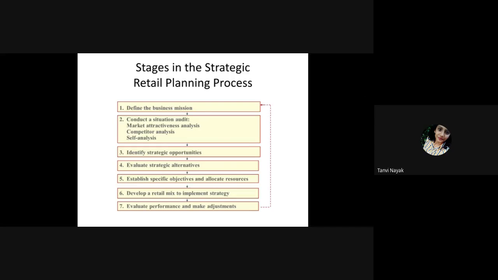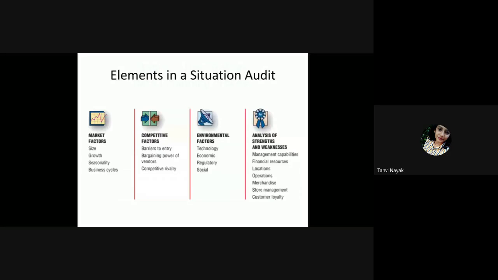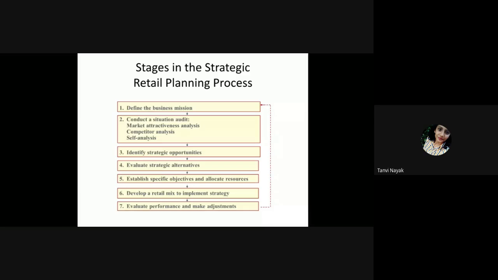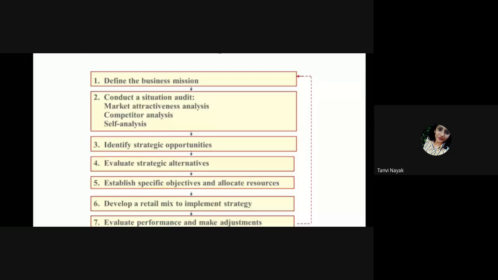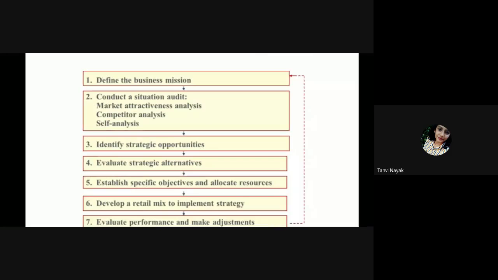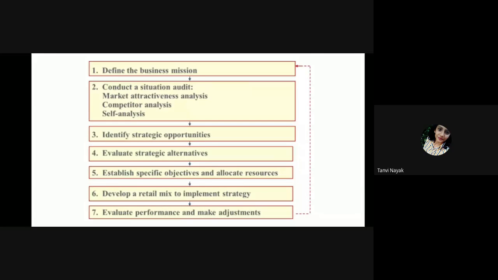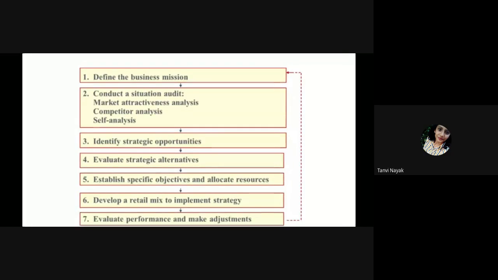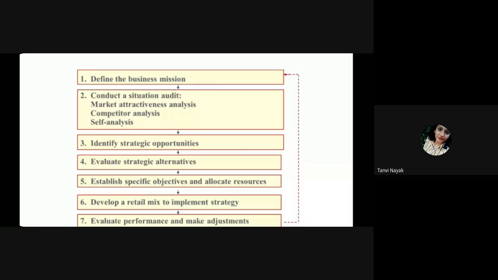Okay, and this we have as the strategic retail planning process. This is almost the same as what people have dealt with in marketing management, where a business has its own mission, and you have to do an audit: the analysis of the environment, how attractive the market is to any retailer, how best the competitors can be analyzed, and also the self analysis, where we do a SWOT analysis.